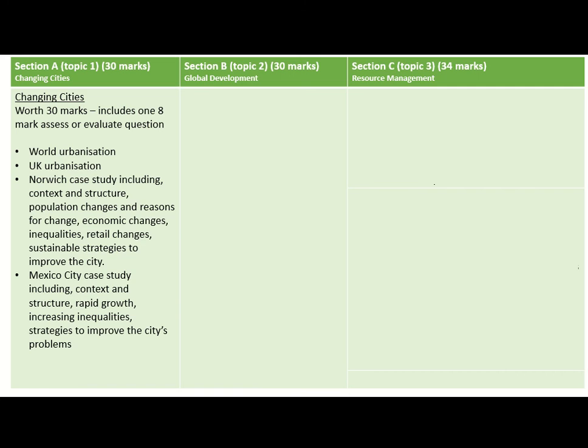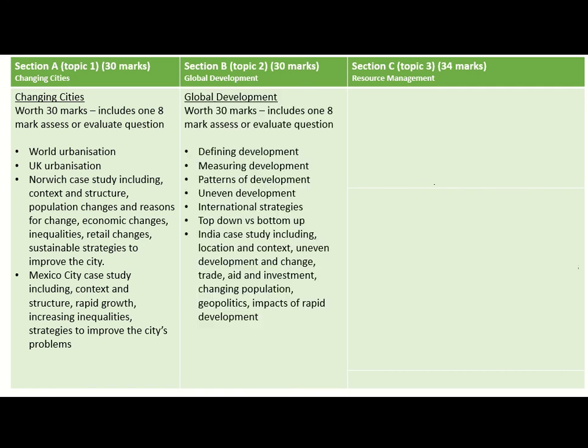Okay, section B for paper 2 is global development. So it's also worth 30 marks and will also include one 8-mark assess or evaluate question. Now, this could be looking at defining development or measuring development. So using things like development indicators, things like healthcare data or human development index information. Also looking at patterns of development. So how have places, namely India, developed over time? Uneven development, why some places develop faster in some parts than others.